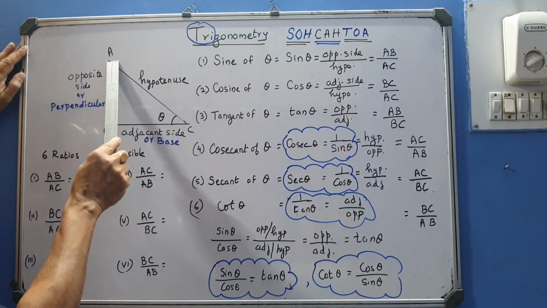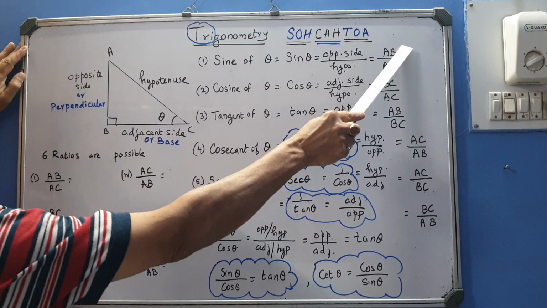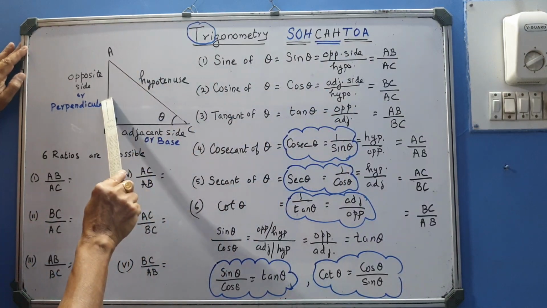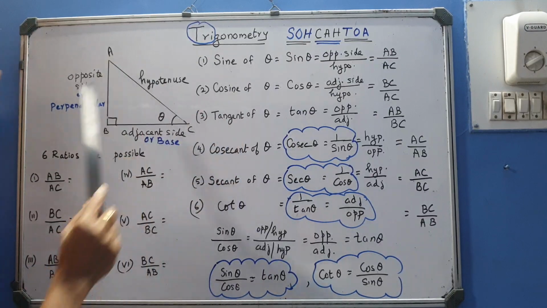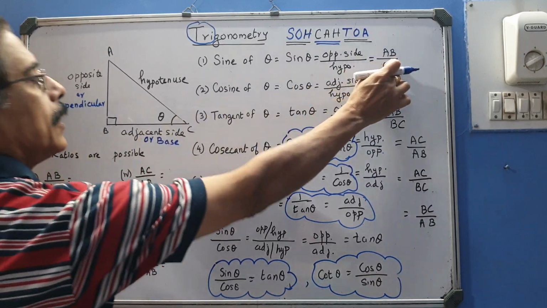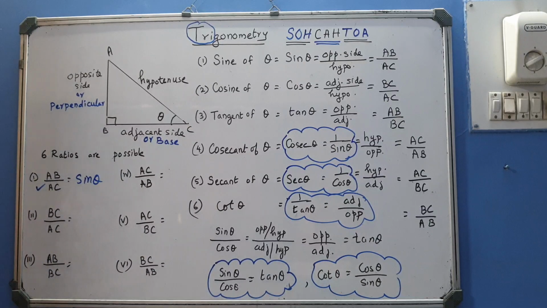What is the opposite side? AB. Which is the hypotenuse? AC. So AB by AC is sine theta. Sine theta is opposite side by hypotenuse. Opposite here is AB, hypotenuse AC. So we have the name for the first ratio: AB by AC is sine theta.